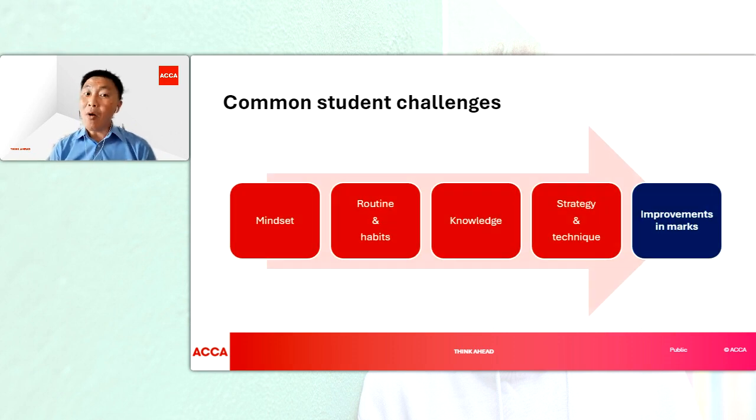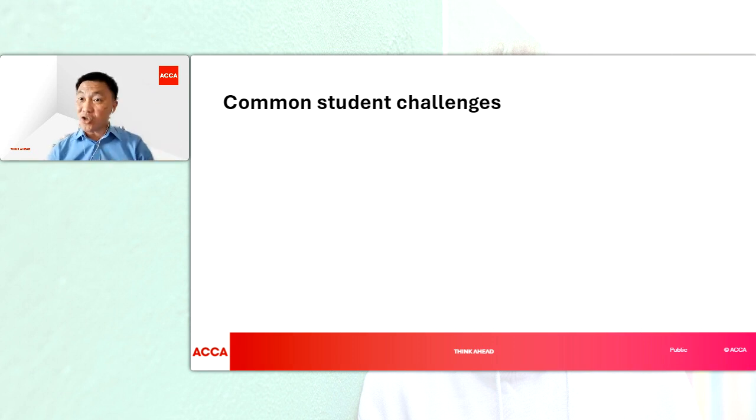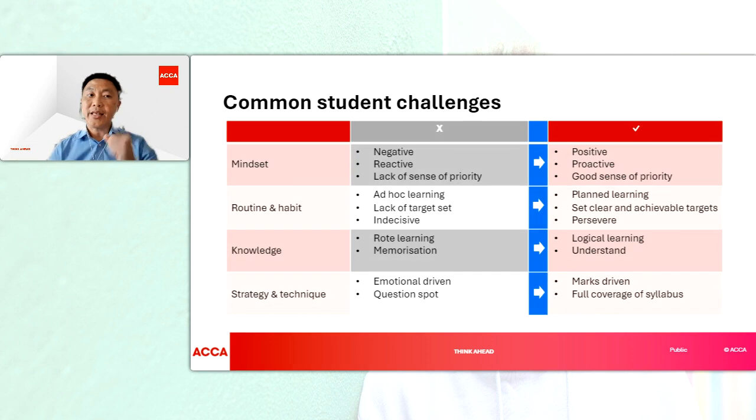To me, these 4 boxes in red represent 4 key categories of root cause that you're going to work on, that you're going to make some changes on if you want to address the challenges effectively that bring into the improvements in your marks during the exam. So what exactly are my recommendations in dealing with the 4 categories of this root cause that give rise to the key challenges? Here are the answers. Mindset, habit, knowledge, strategy, and technique.